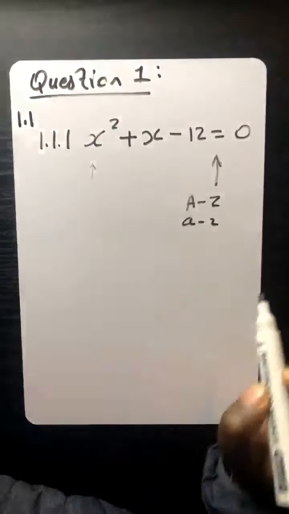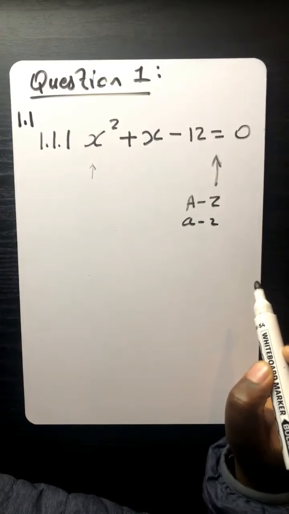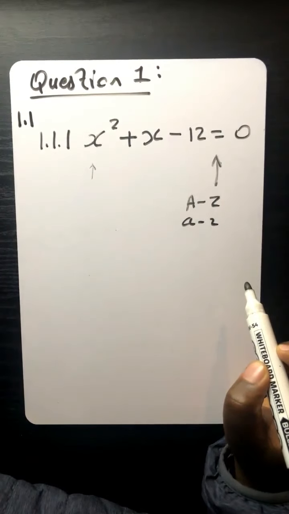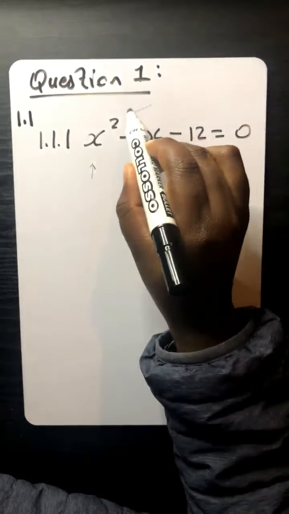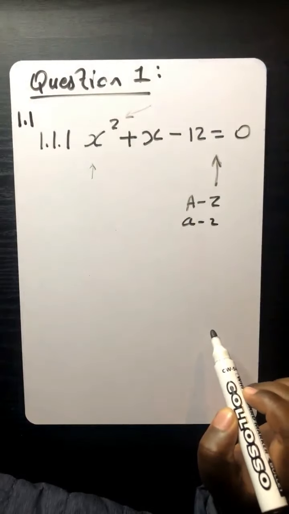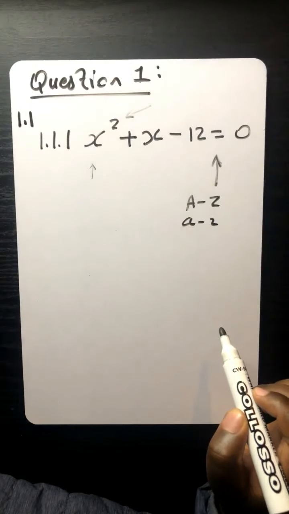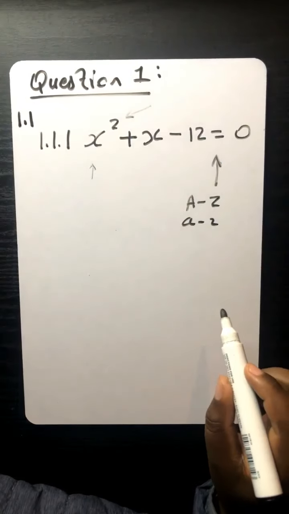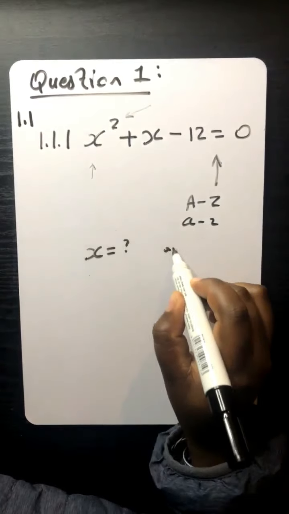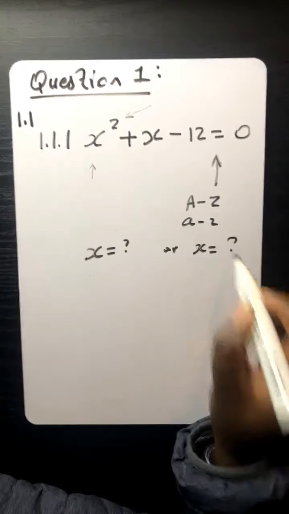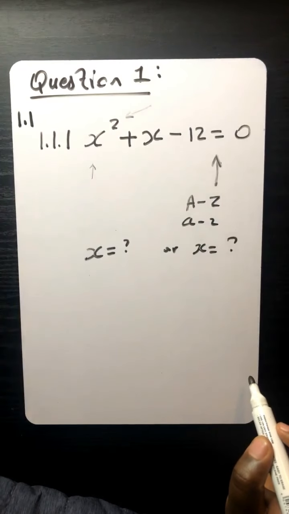What type of problem is this? Is it a linear equation or is it a quadratic equation? Because we see we've got a squared over there, it means this is a quadratic equation. In short, it means in the end, you must have two values of the unknown. Since our unknown is x, it means we must have two values of x.